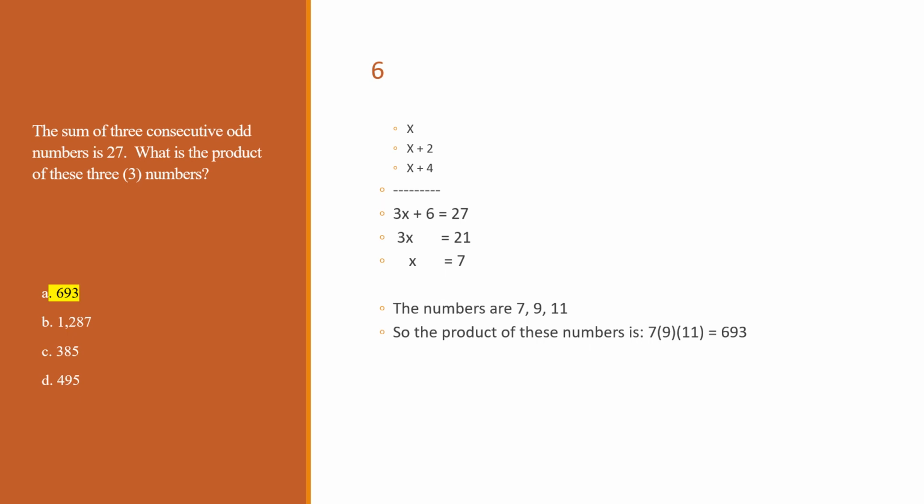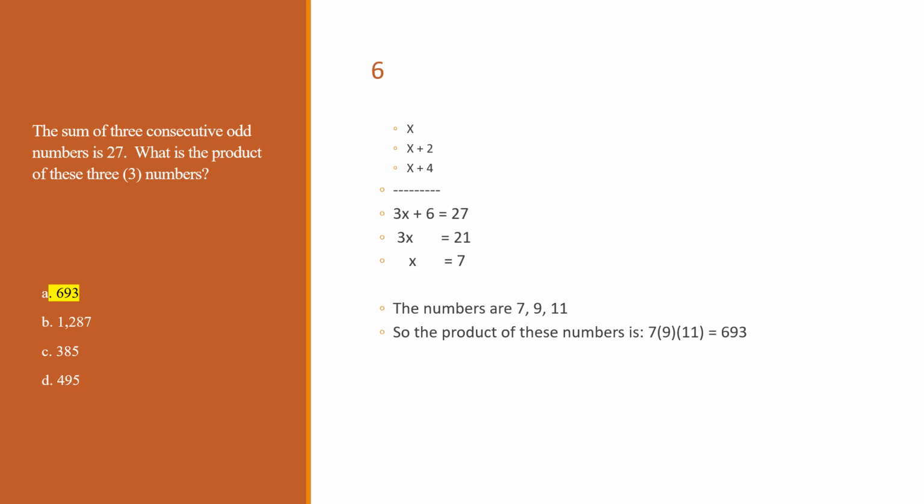For number 6, the sum of three odd numbers is 27. What is the product of these three numbers? So the numbers will be x, x plus 2, and x plus 4, summing them up. We have 3x plus 6 equal to 27. Therefore, 3x is 21 and x is equal to 21 divided by 3, or 7.